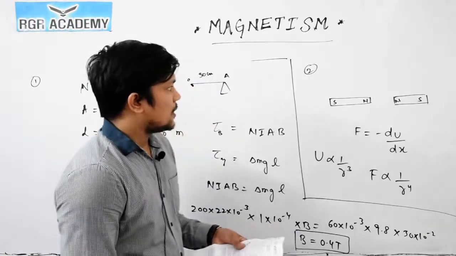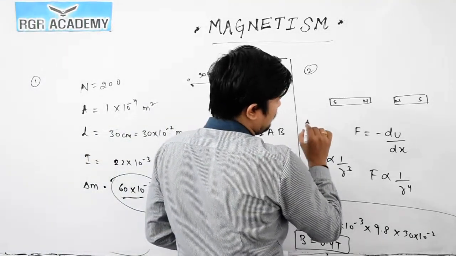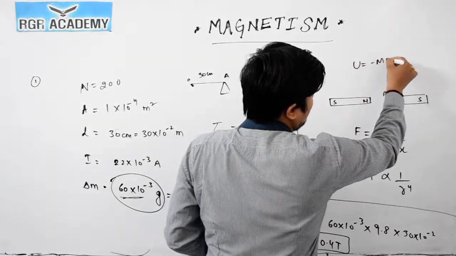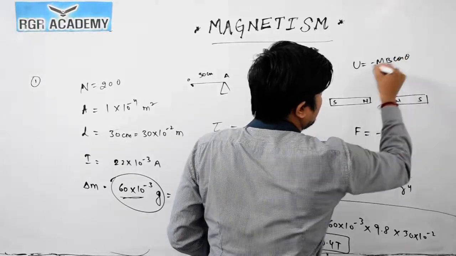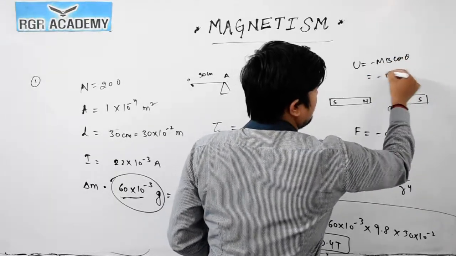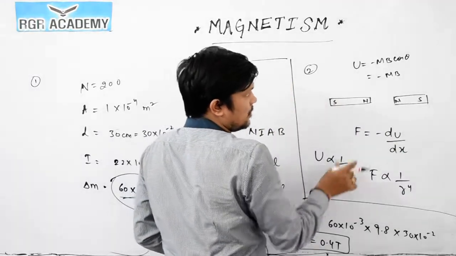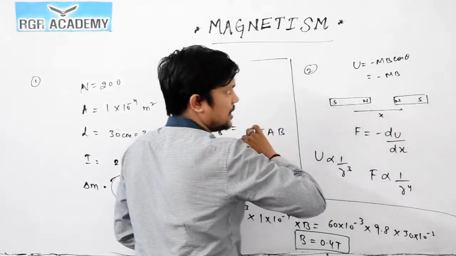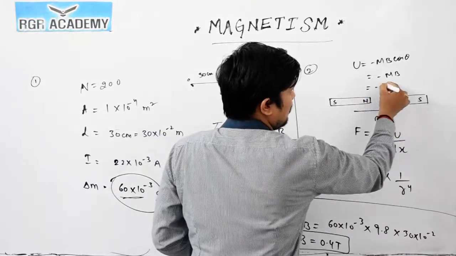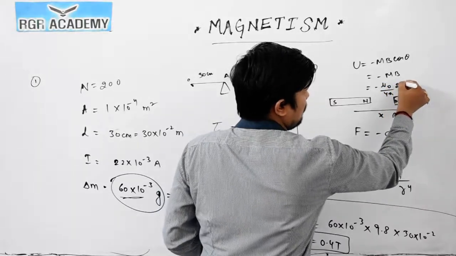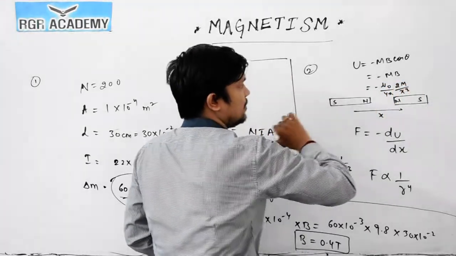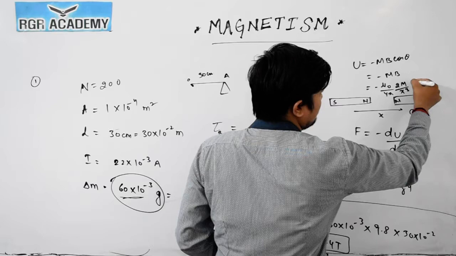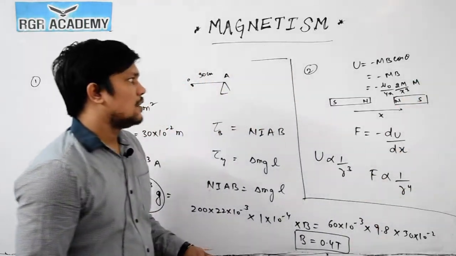Okay, so actually, how to write down the potential energy? Potential energy is given by minus m into B cos theta. In this case, theta is 0, so minus m into B. So what I will do, I will write down the magnetic field due to this at distance x. So magnetic field due to this is given by mu naught by 4 pi, 2m by x cube, into the magnetic moment of this, which I will consider as m, like this. Okay, so this is U.